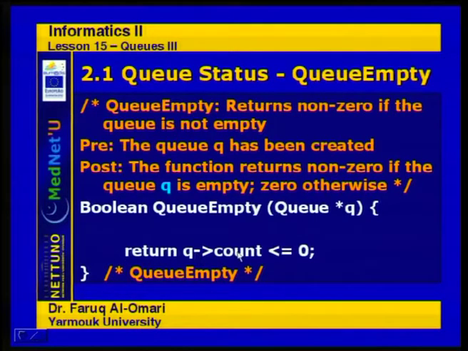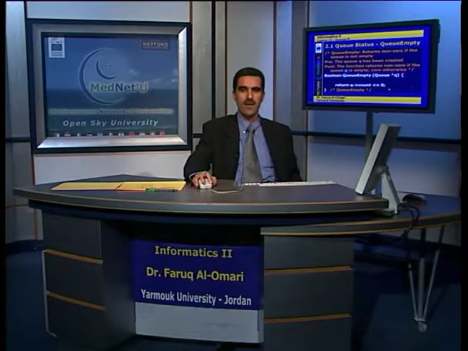So basically, the only statement I'm having in this function is simply this. I look at queue arrow count. Does it equal 0 or less than 0? If that is the case, then this expression is going to return yes, and in that case I'm going to have a value of 1. Otherwise, it's going to be a false, or a 0.